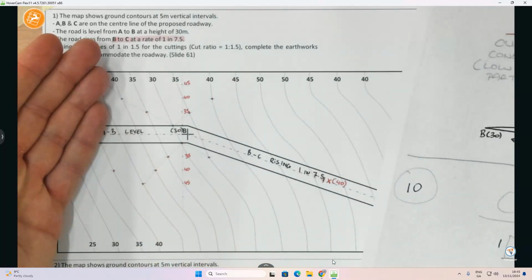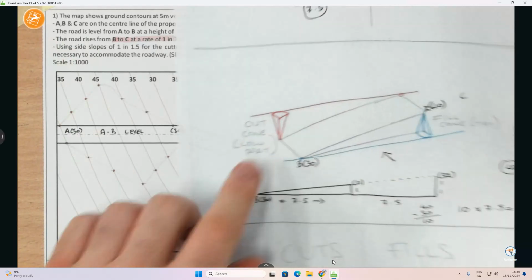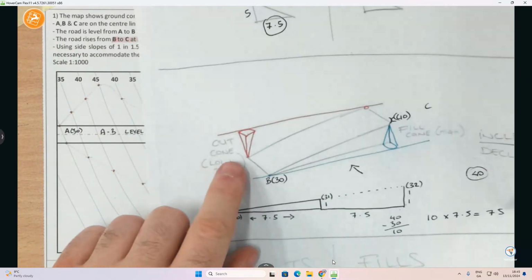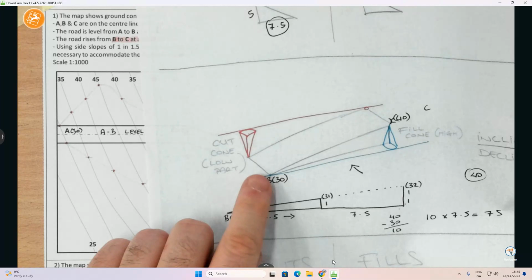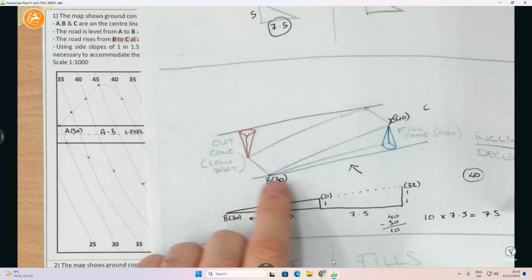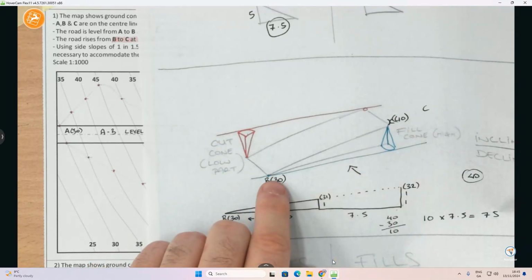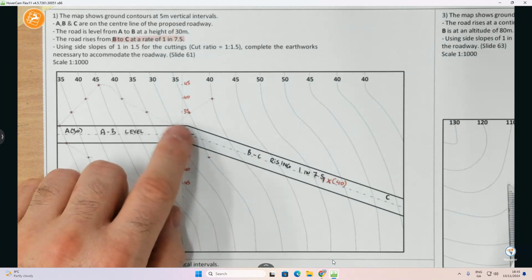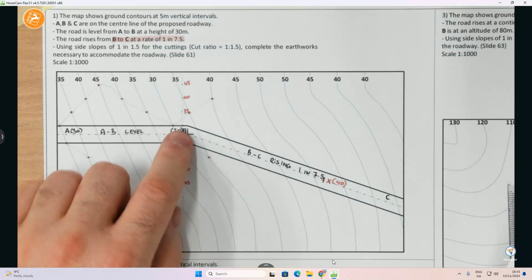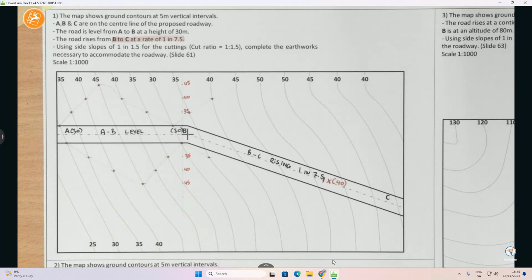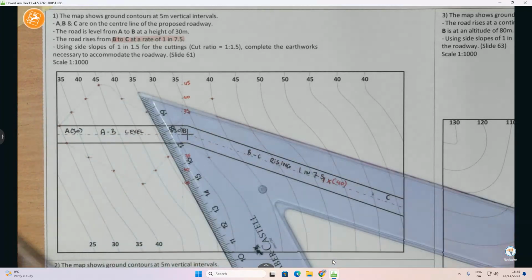Now here we're clearly using cuts. So my cut cone, which has a radius of 15, is going to go at the low part of the road. So where's low? Is it B or is it at X? B is 30, X is 40, so B is the low part of the road. So my cut cone is going to go off of B. Okay? So, with a radius of 15. So what do I do? How do I do it?